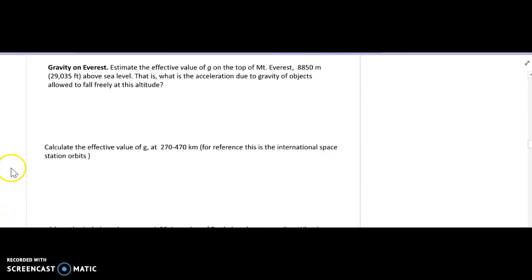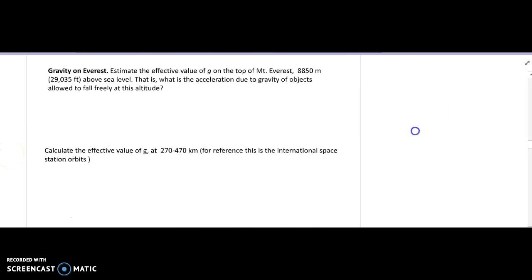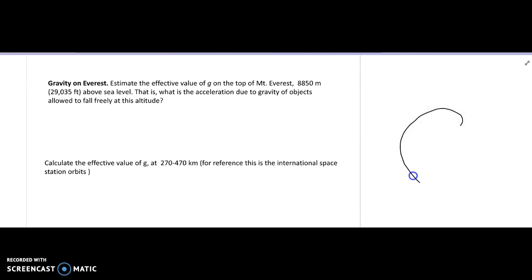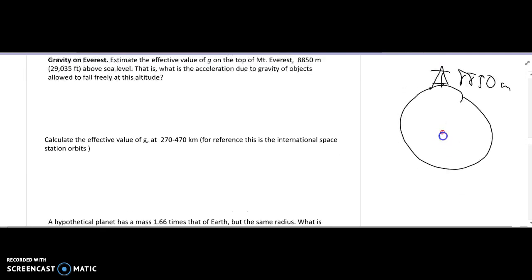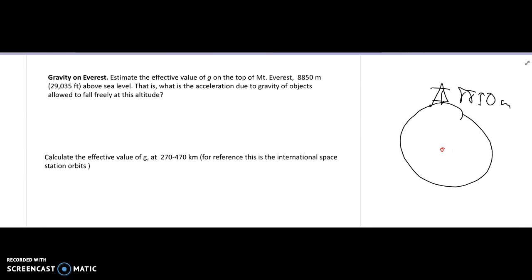This one says, estimate the effective value of g on the top of Mount Everest, which is 8,850 meters above sea level. So I had to draw a picture. I have the Earth, and it says Mount Everest, again, not drawn to scale. This distance right here is 8,850 meters. But we know it's the distance between the two centers. So if someone is at the top of Mount Everest, that would be the distance of the radius of the Earth away plus this distance. So that's their total distance.